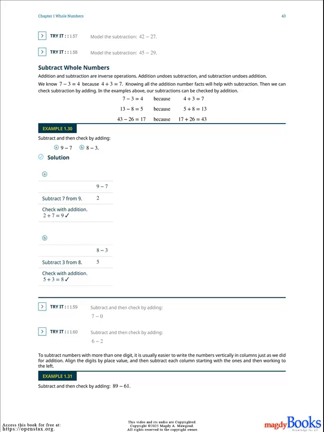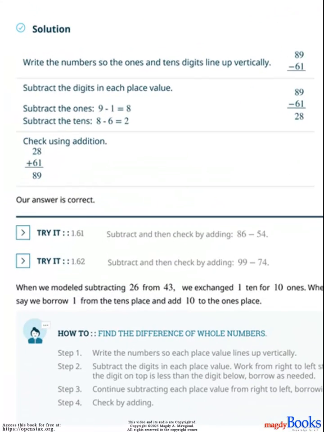89 minus 61. Solution. 1. Write the numbers so the ones and tens digits line up vertically. 89 minus 61. 2. Subtract the digits in each place value. Subtract the ones. 9 minus 1 equals 8. Subtract the tens. 8 minus 6 equals 2. 3. Check using addition. 28 plus 61 equals 89. Check mark. Our answer is correct.